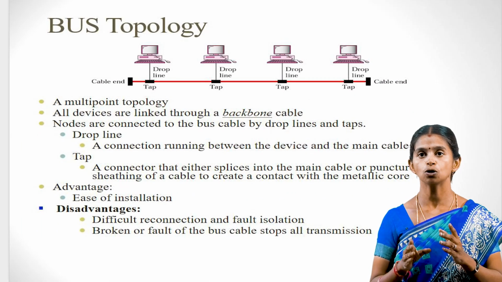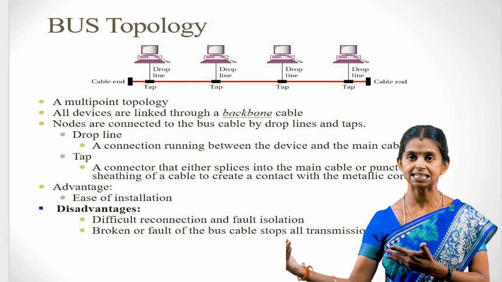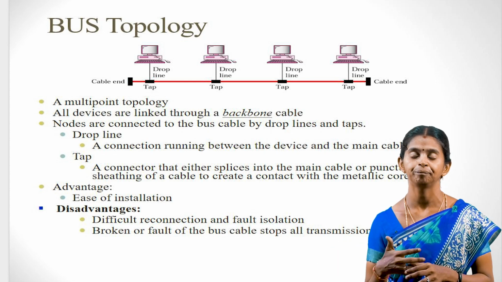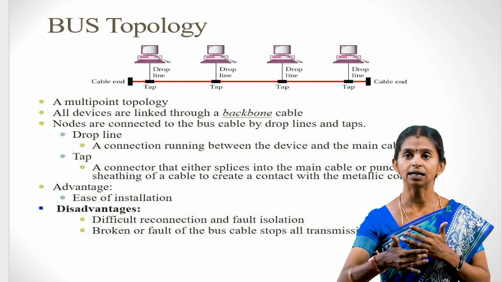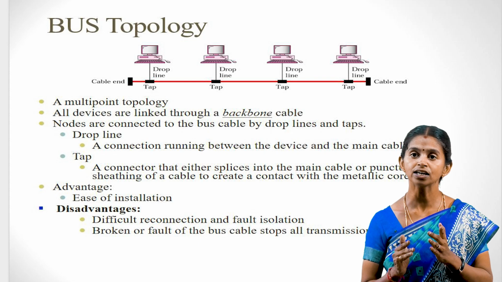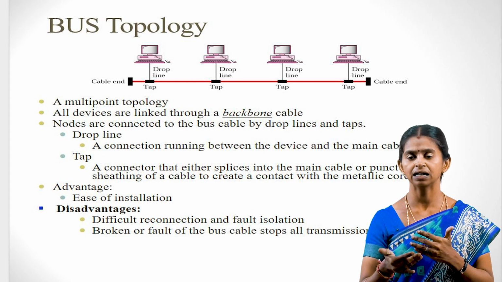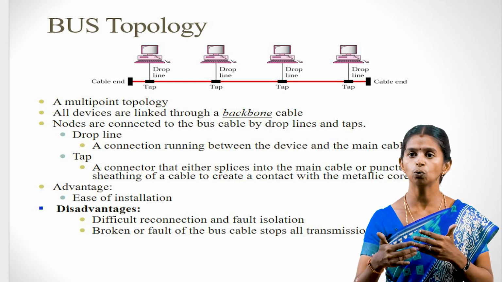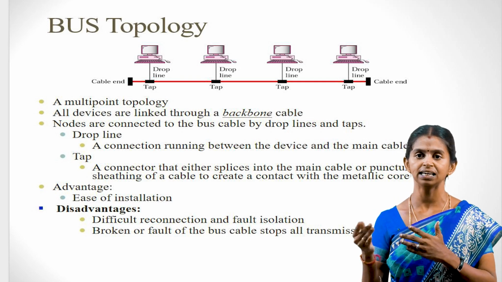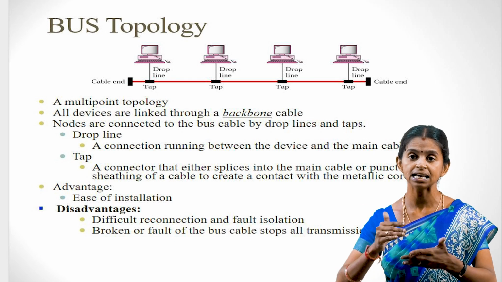Bus topology. In this bus topology, the cable is the backbone for all the devices that are connected. It is a multipoint topology. All the devices are linked through a backbone cable. Nodes are connected to the cable by drop lines and taps. A drop line is a connection running between the device and the main cable. A hub connects more than one device by using the main cable. Advantages: ease of installation. Disadvantages: difficult reconnection and fault isolation.